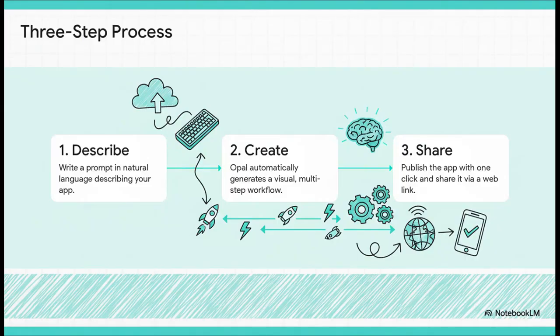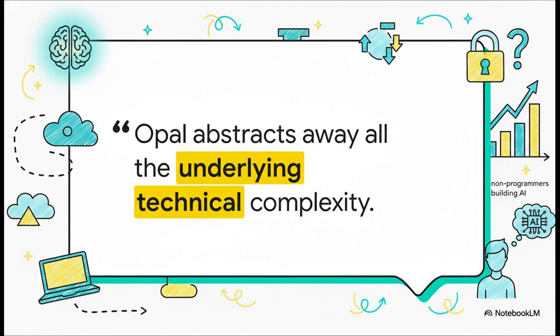So how does this thing actually work? Well, it's elegantly simple. It's all built around this three-step process that's designed to take anyone from just an idea to a live, shareable app in minutes. Seriously, you just describe it, Opal creates this visual workflow, and then boom, you share it. This really gets to the heart of it. This is the magic right here. You, the user, you don't need to know which AI model to pick or how to manage API keys or deal with weird data formats. Opal just handles all of that messy stuff in the background.